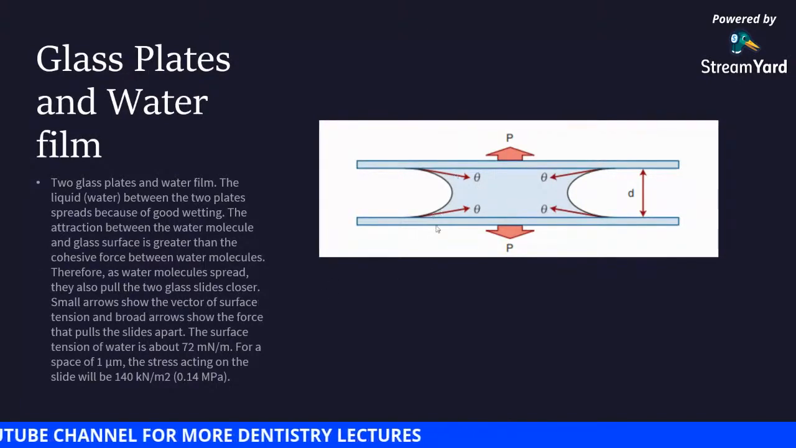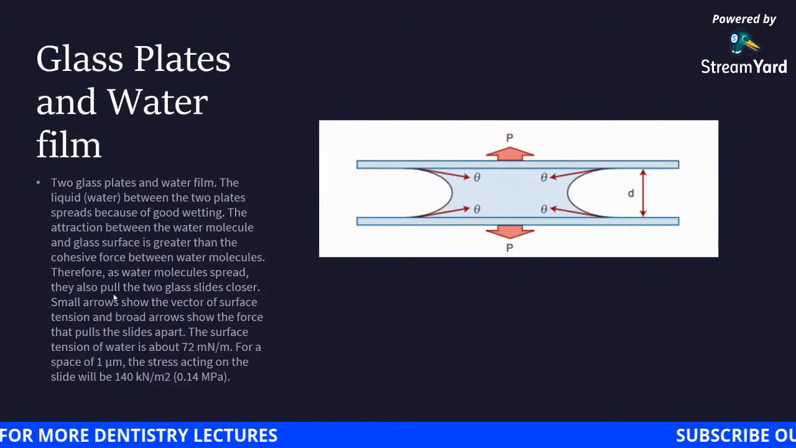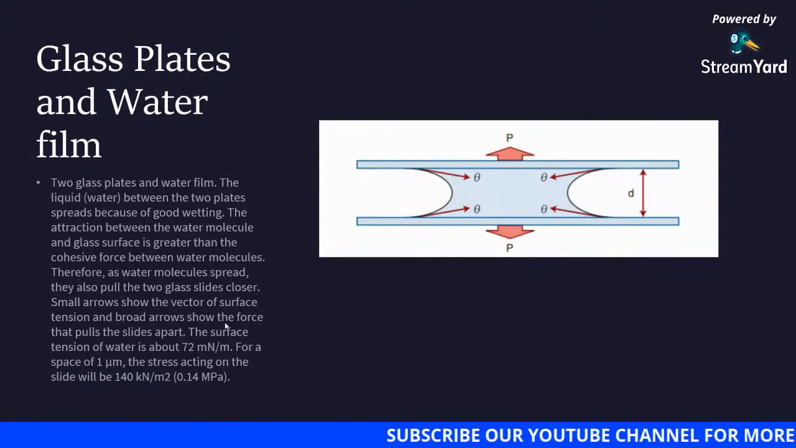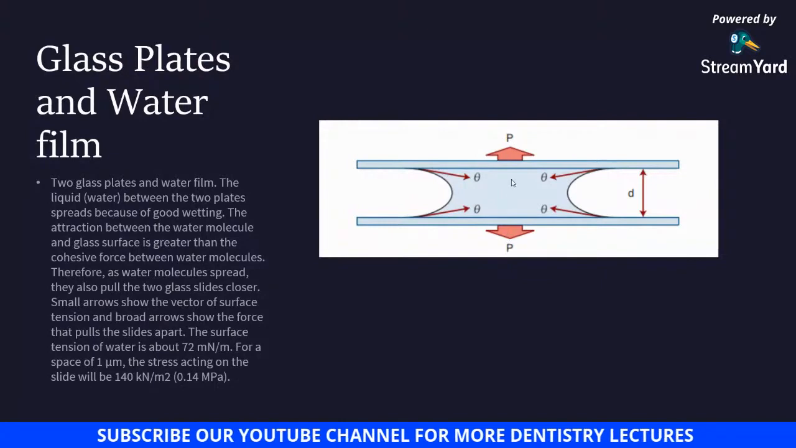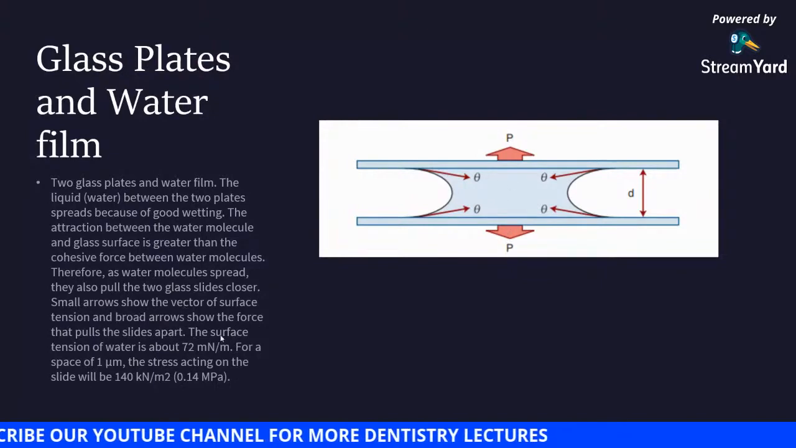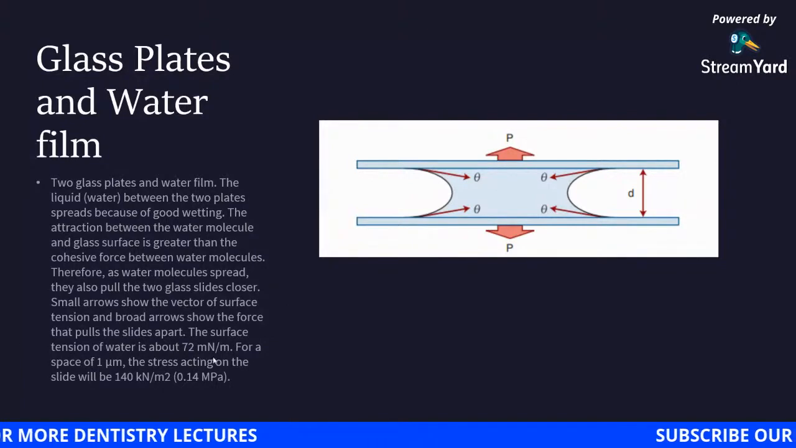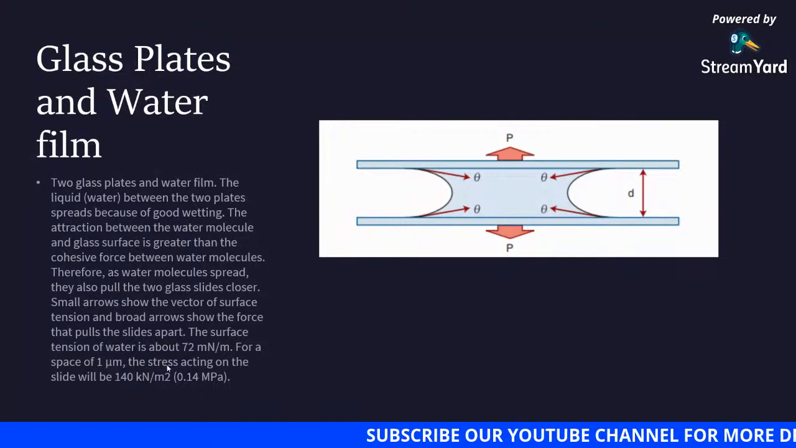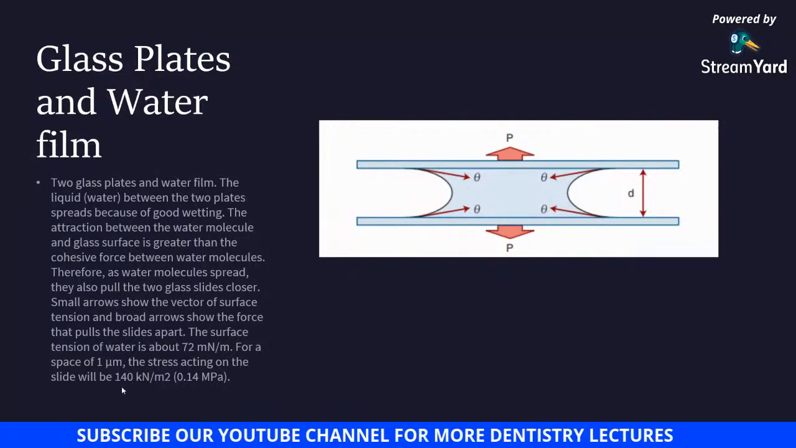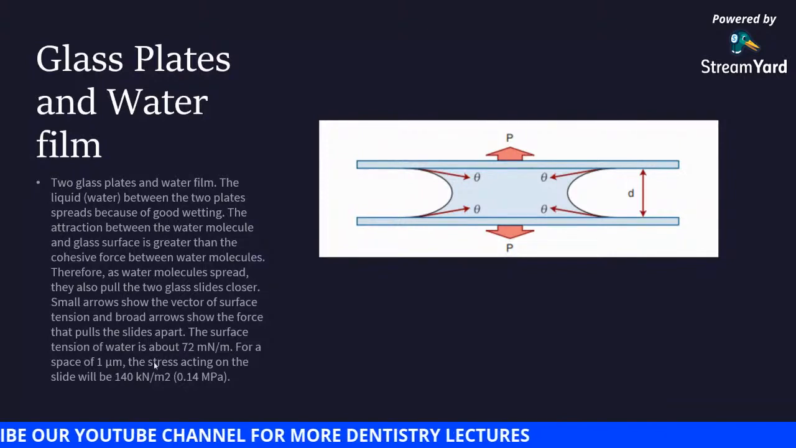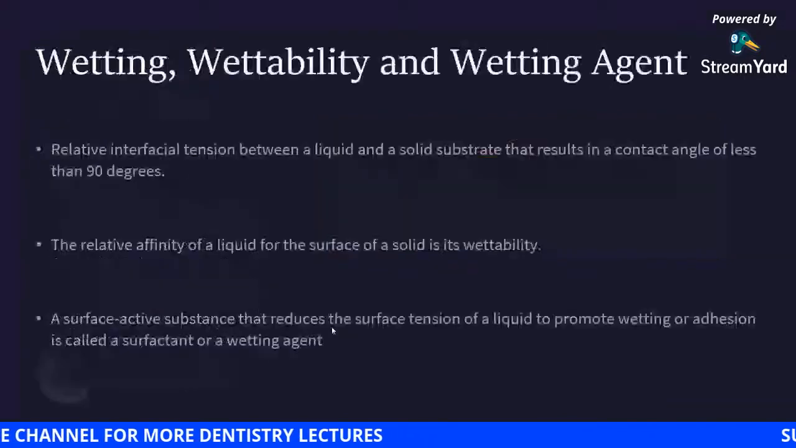The small arrows show the vector of surface tension, and the broad arrows show the force that pulls these slides. You are applying force to pull those apart. The surface tension of water is about 72 mN per meter. For a gap of 1 micron, the stress acting on the slide will be almost 140 kilonewton per meter square.